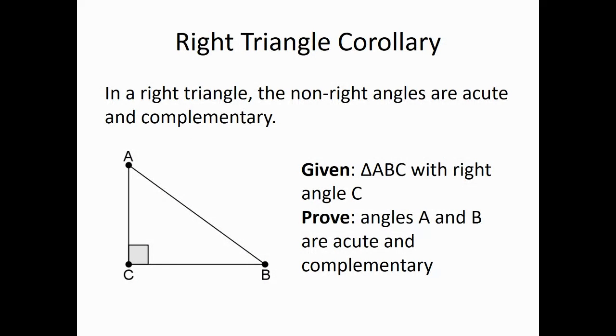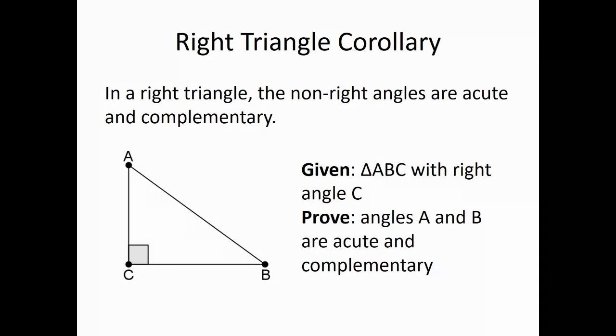Okay, so now for the right triangle corollary, that says in a right triangle, the non-right angles are acute and complementary. This is really easy to prove. We can make use of the previous corollary, that says every triangle has at least two acute angles. Well, the right angle isn't acute, so the other two must be acute. So that's part of this.